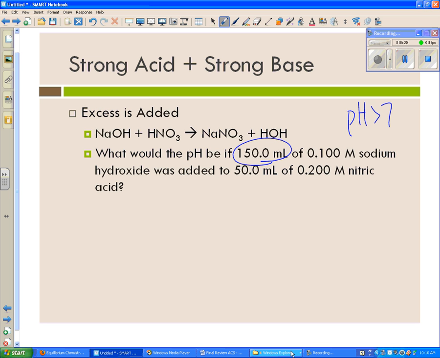Well, pH is going to be greater than 7 because there's excess base. We need to figure out how much excess base there is, and then really what is the concentration of that excess base so that we can calculate the pH. The problem's going to be solved very similarly to how we solved for the partial neutralization problems, but this time we'll look for how much excess base instead of how much excess acid there is. So we need to find how many moles of base and how many moles of acid we have.